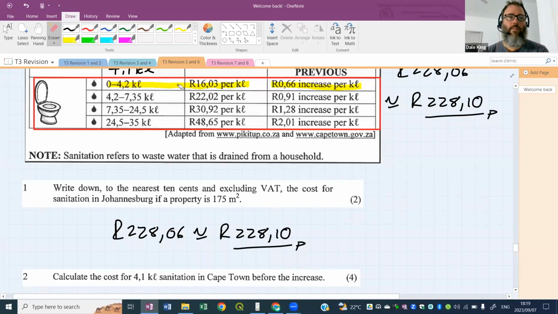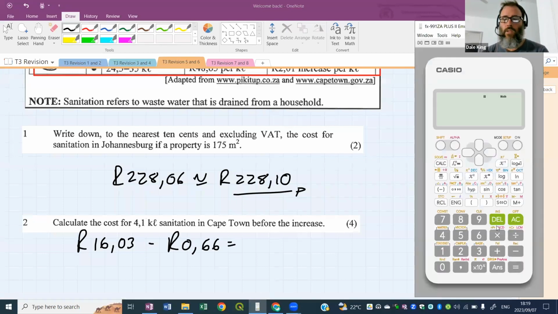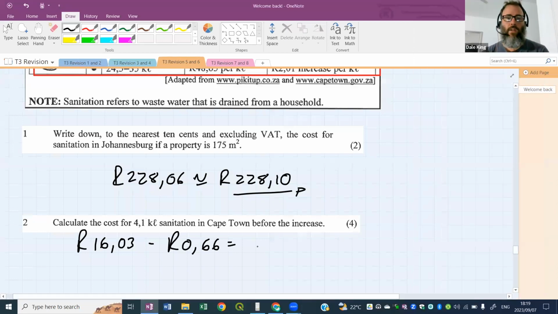So we're going to subtract 66 cents from the new current tariff first to find out what the previous tariff was. So 16.03 minus 66 cents. This will tell us what the previous tariff was. So 16.03 minus 66 cents. The previous tariff was 15.37. That was the previous tariff before the increase.